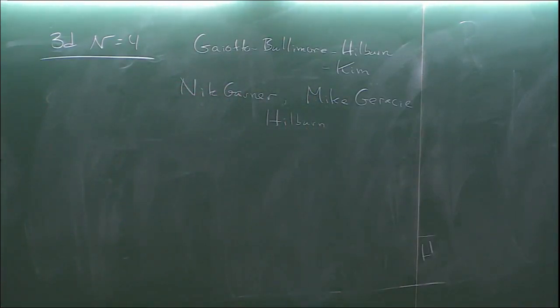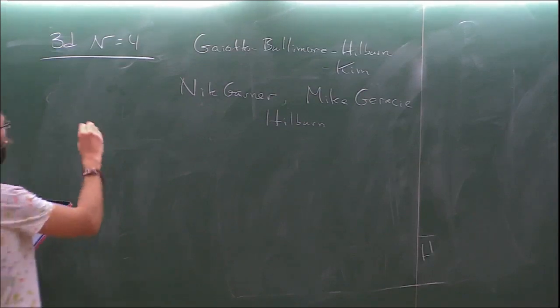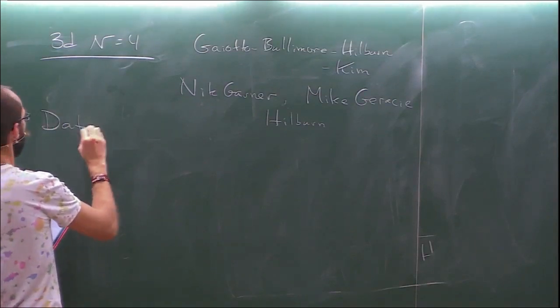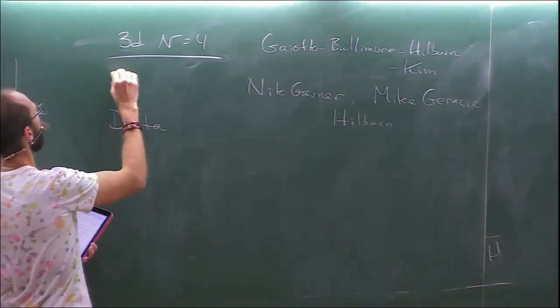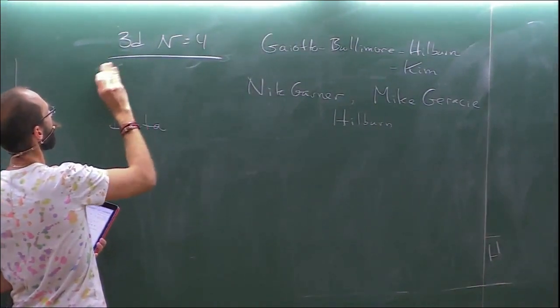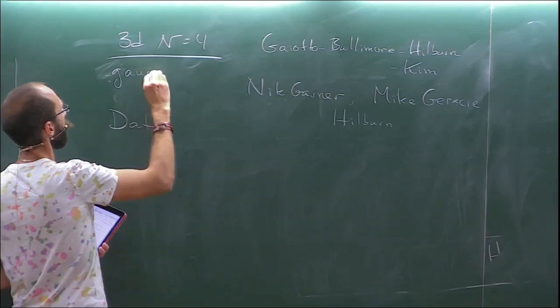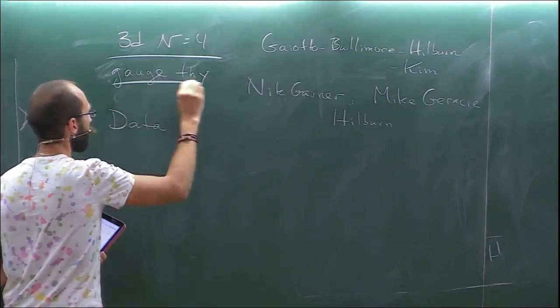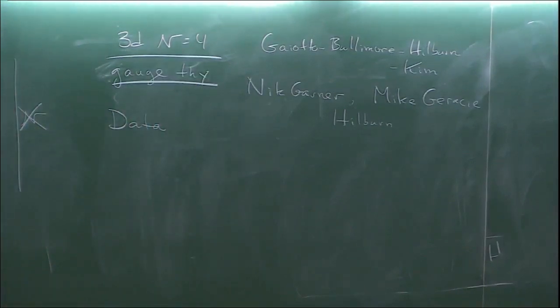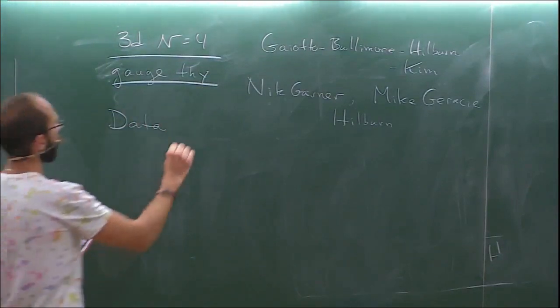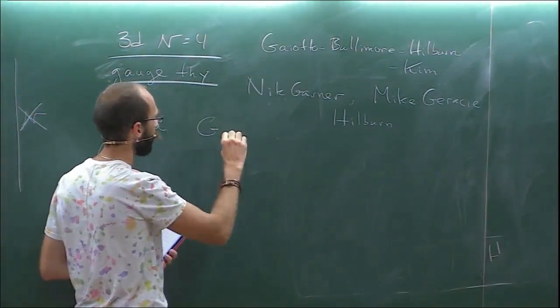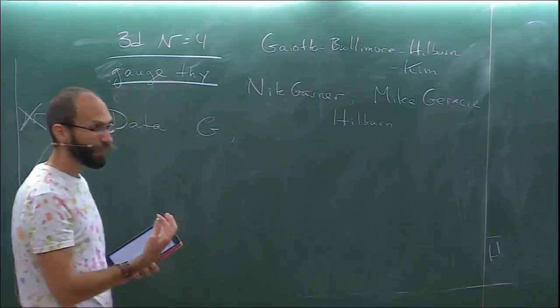In fact, one of my goals in this is sort of a bit of review connecting to the Braverman-Finkelberg-Nakajima construction of Coulomb branches. The data of a 3D n equals 4 gauge theory. So I talked about sigma models in Rosansky-Witten before, but now we want gauge theories with linear matter. And the data is a gauge group G and a quaternionic representation of G.